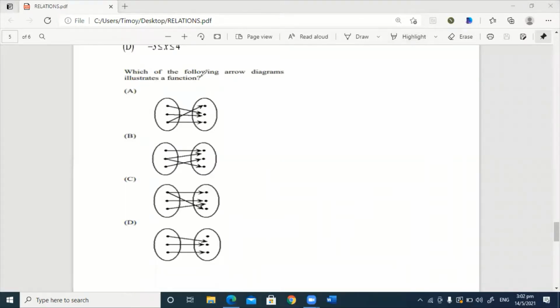Which of the following arrow diagrams illustrates a function? All right. Now, let's look. What do we know about functions? We know that one to one is a function. And we also know that many to one is a function. So these are the two scenarios. So we are looking for any one of these scenarios in these diagrams.